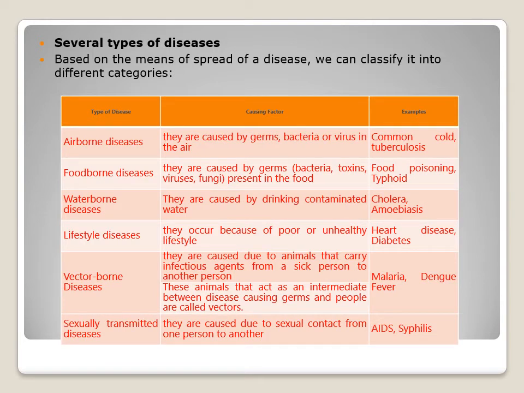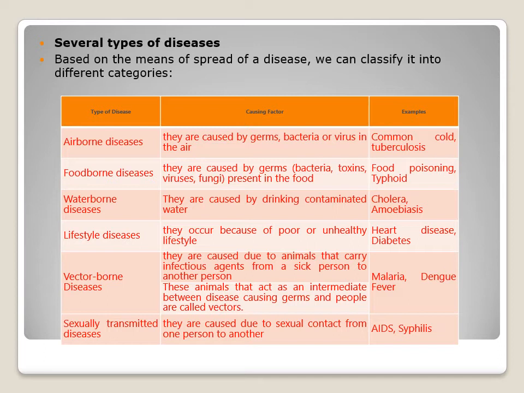There are several types of diseases. We'll put them into airborne diseases, foodborne diseases, waterborne diseases, lifestyle diseases, vector-borne diseases, and sexually transmitted diseases, STDs. Airborne diseases, the examples are common cold and tuberculosis. They are due to pathogens which are carried through air. Foodborne diseases, the examples are food poisoning and typhoid, and they are again due to pathogens present in the food. Waterborne diseases like cholera and amoebiasis are found in contaminated water.